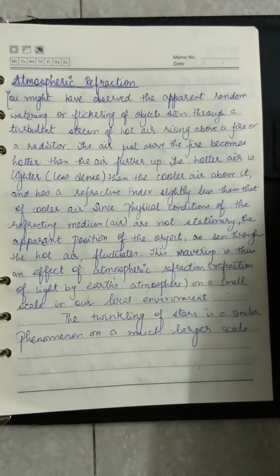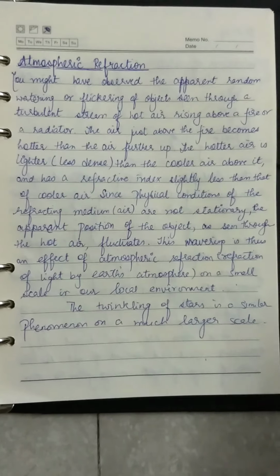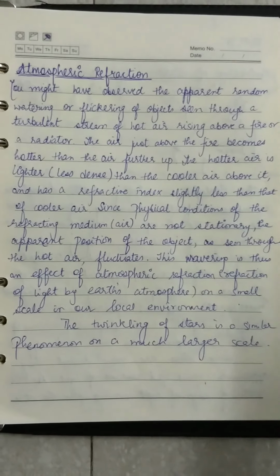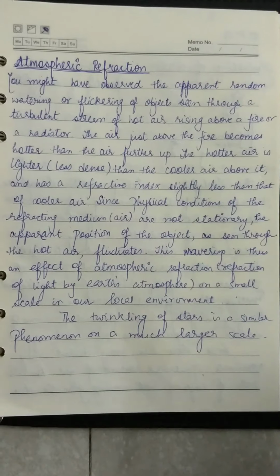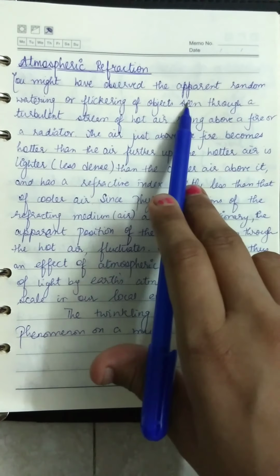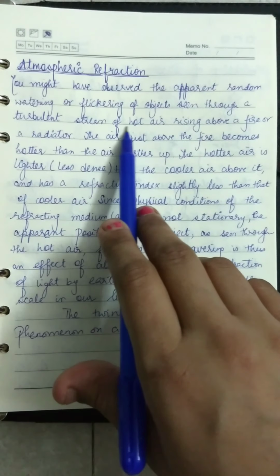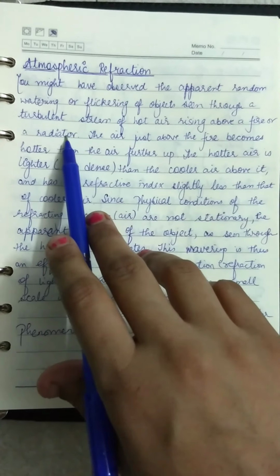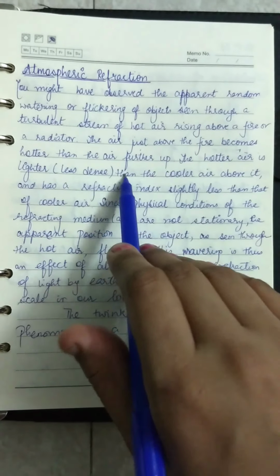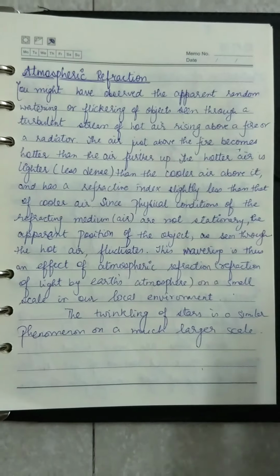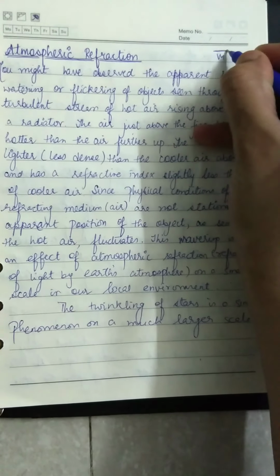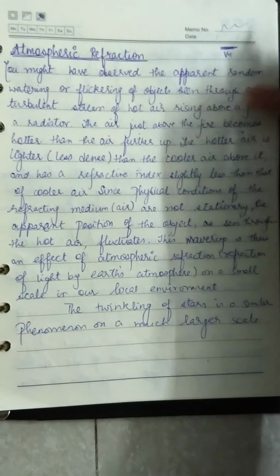So, atmospheric refraction. What happens when refraction is taking place inside the atmosphere? Twinkling of stars is a common example of atmospheric refraction. You might have observed the apparent random wavering or flickering of objects seen through a turbulent stream of hot air rising above a fire or a radiator. The air just above the fire becomes hotter than the air further up. This we have read in land breeze, sea breeze. We know that if a fire is there, the air above it will be hotter than the air above here.